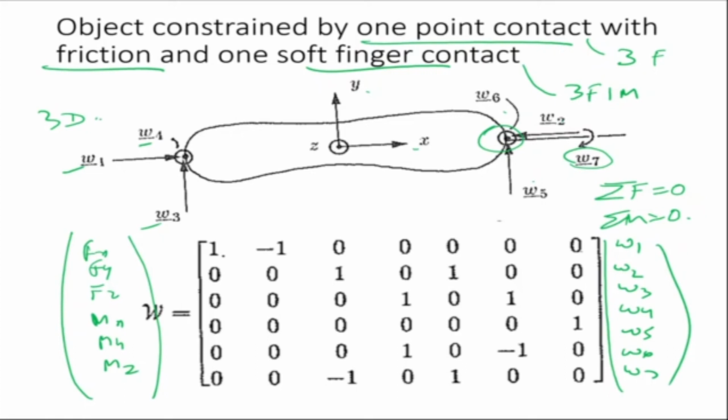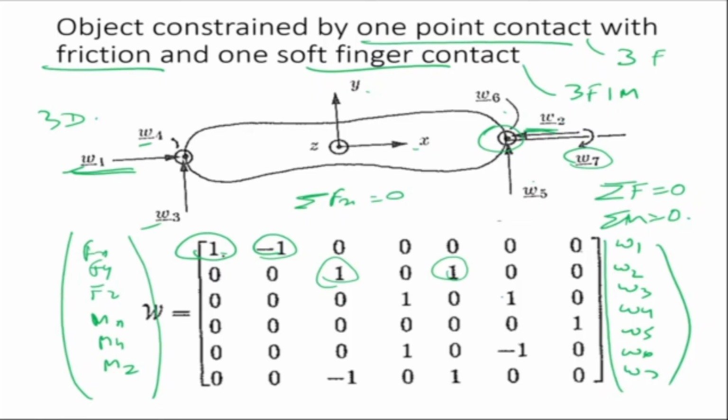Now when I write my equation sigma Fx equal to 0, what do I get? Forces in the x direction equal to 0. What are the forces in the x direction? W1, which is here, and W2. So W1 minus W2 is equal to Fx. So I'm writing it in matrix form. Similarly, in the y direction, what is there? W3 is there, which I'm having here, and W5 is there. So that is how I get this matrix.